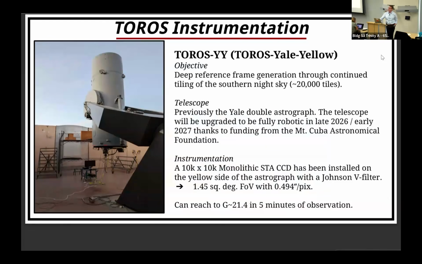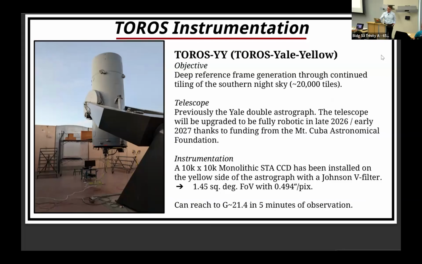Did a lot of work using photometric plates and then eventually CCDs to do astrometric follow-up of a variety of sources. We repurposed it in 2024 for the Toros survey, and we're working to get it to be fully robotic thanks to funding from the Mount Cuba Astronomical Society.